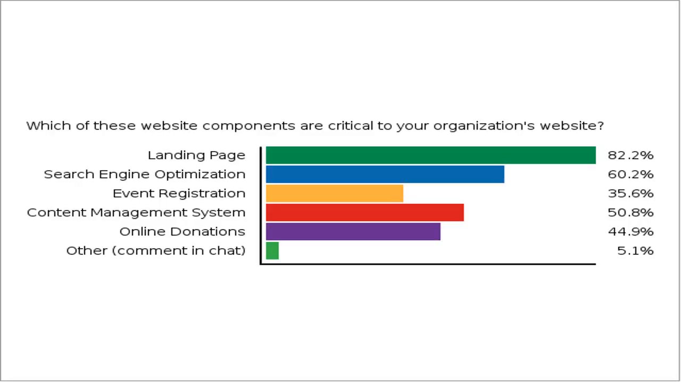And it looks like 82% believe that the landing page is really critical to their organization's website. 59% say search engine optimization. And then content management system and online donations are hovering right around half of you have voted for those, and then event registration. We have a few comments in the chat.